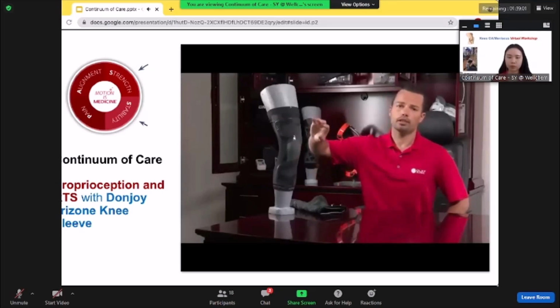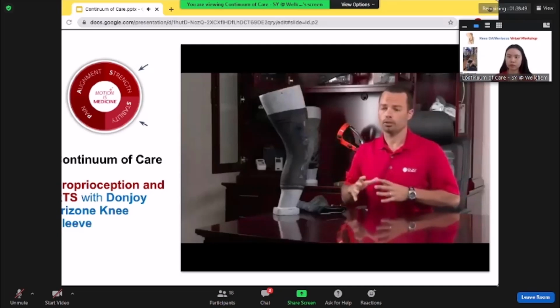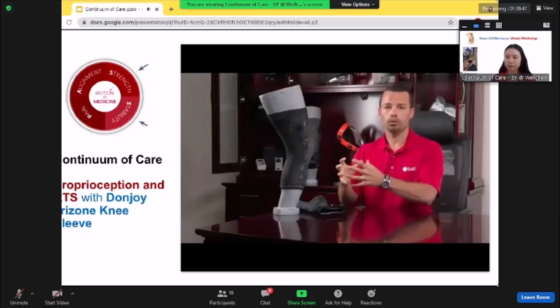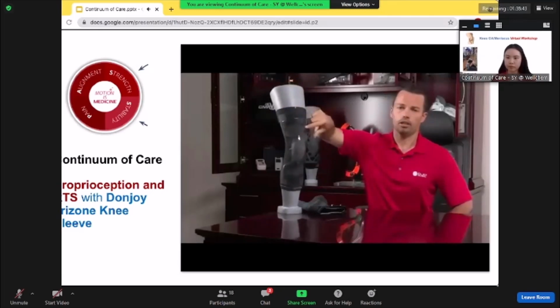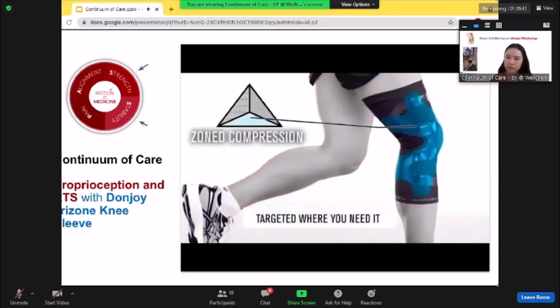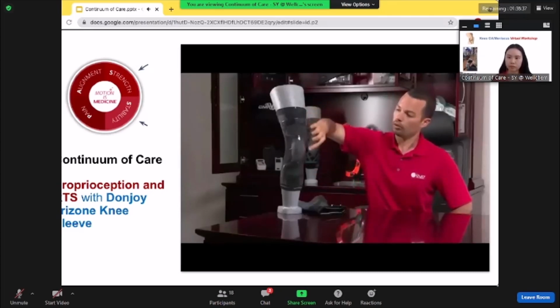One is it's made out of carbonized bamboo. That's the black portion here. The carbonized bamboo is soft to the skin, but it's also antimicrobial, and it's a 4-way stretch. So it creates nice compression, comfortable around your knee. Secondly is the gray stitch area. The gray stitch is a higher compressive knit that helps target knee pain right where you need it.